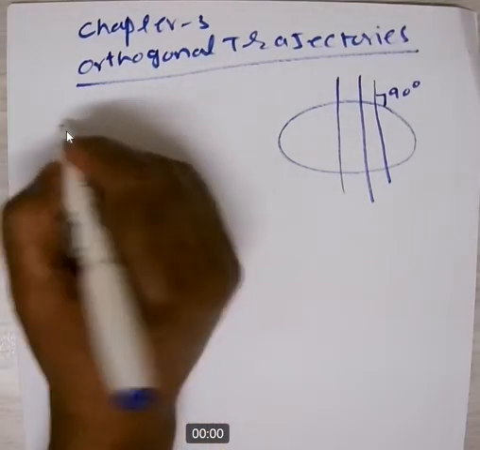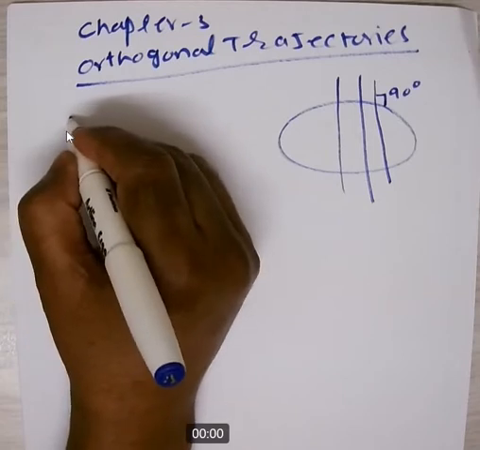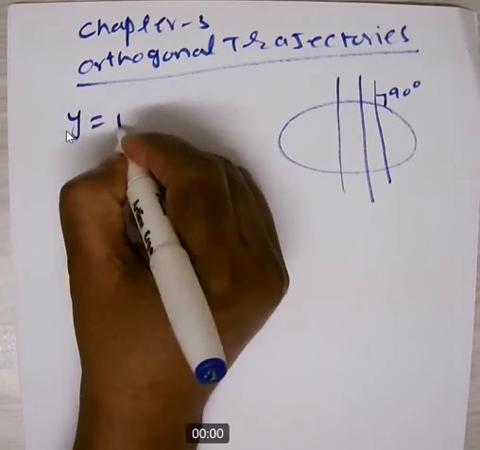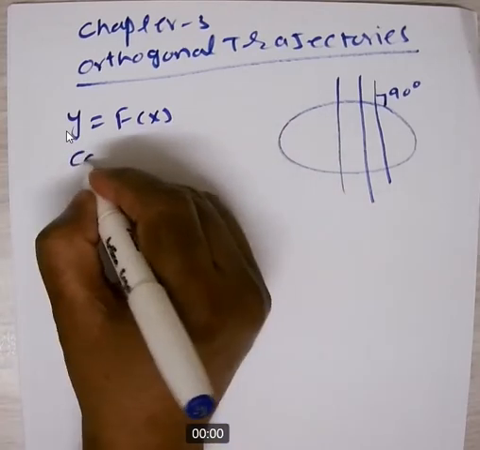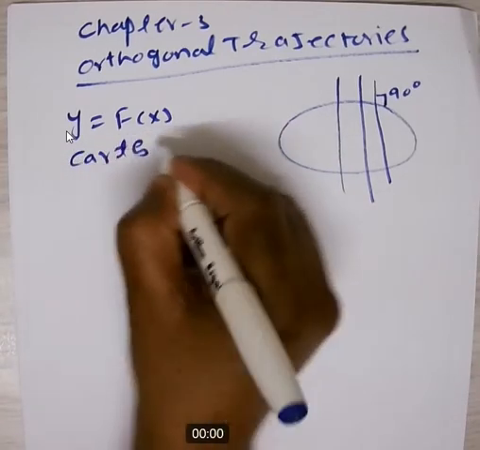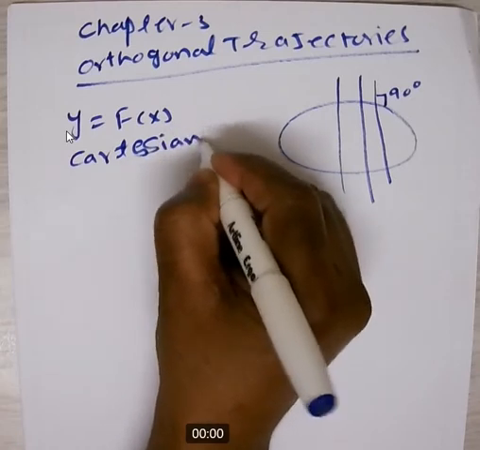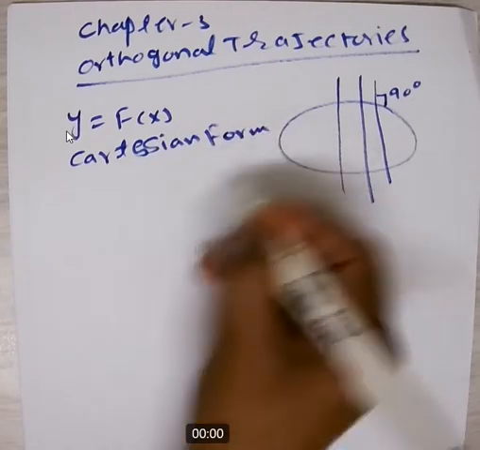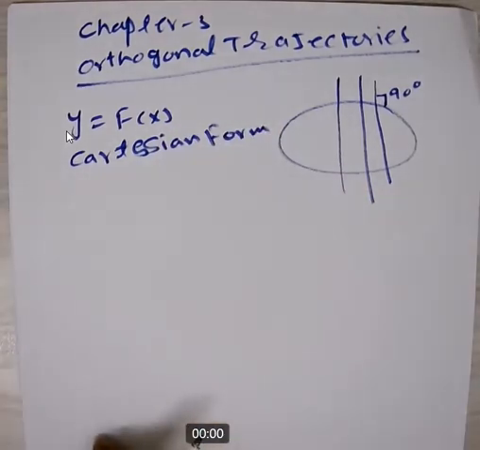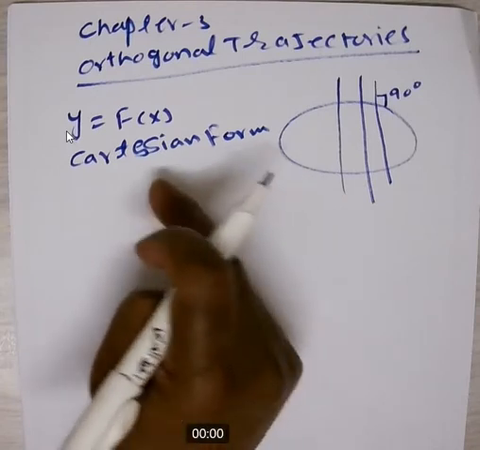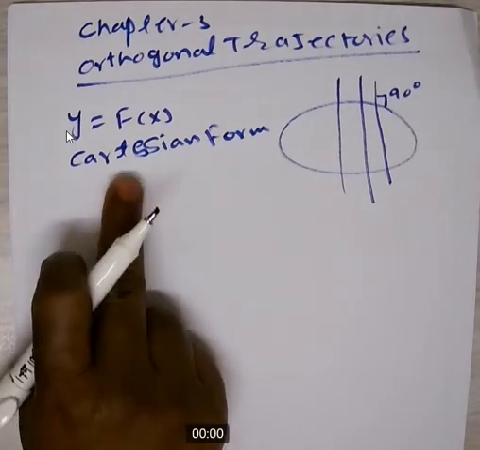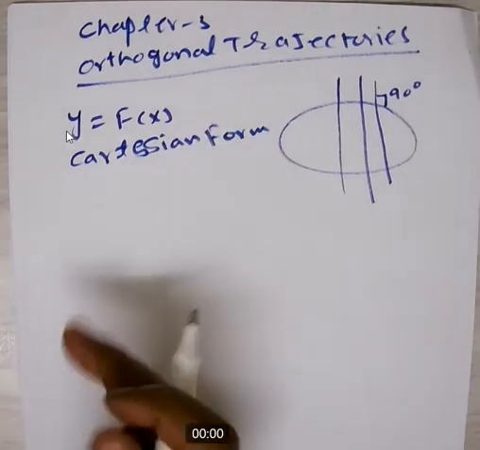So there are two types of problems we need to discuss here. Number one, if y equal to f(x) function is given. y equal to f(x) function means Cartesian form is given. That means we are going to discuss Cartesian form, and what we have to do to find the orthogonal trajectory of the Cartesian form.